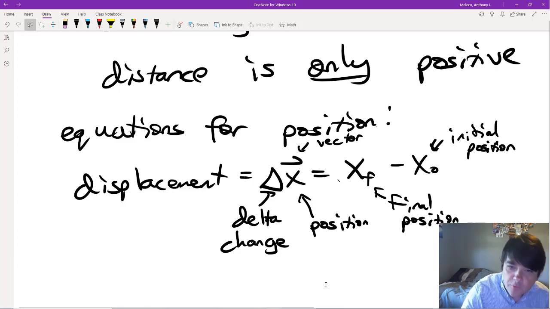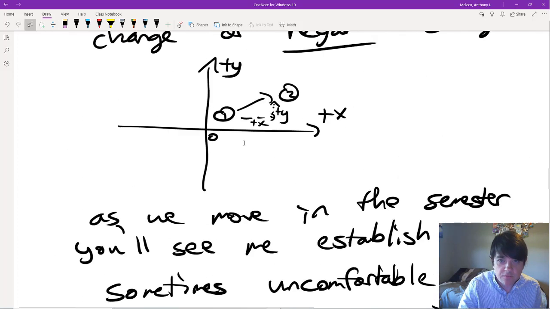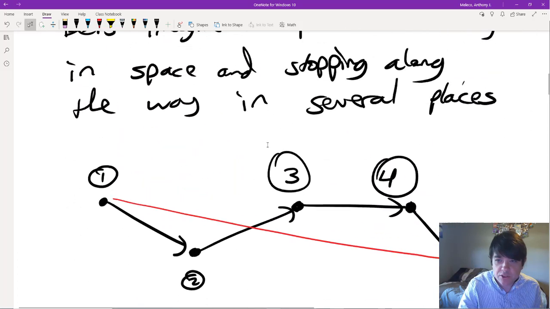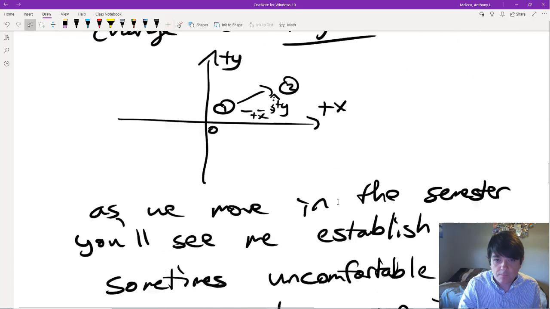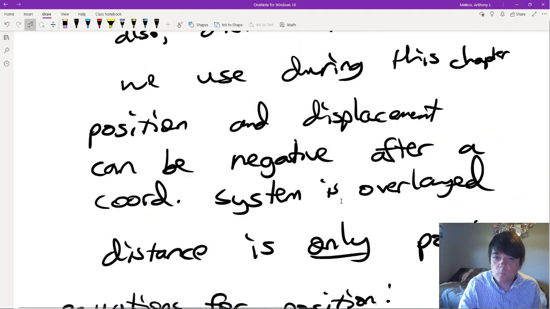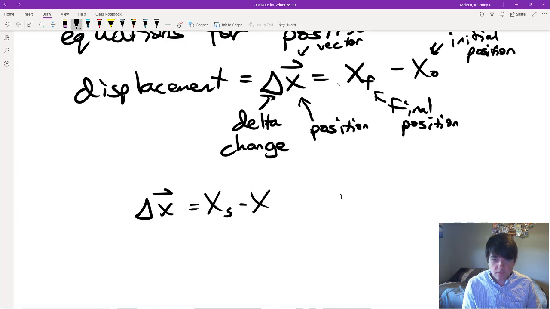Okay, so since displacement is your final position minus your initial position, right? If you go back and look at this picture right here, our final position was 5, our initial position was 1. That's our overall displacement, which represents this red line. So from the example above, displacement equals x5 minus x1.